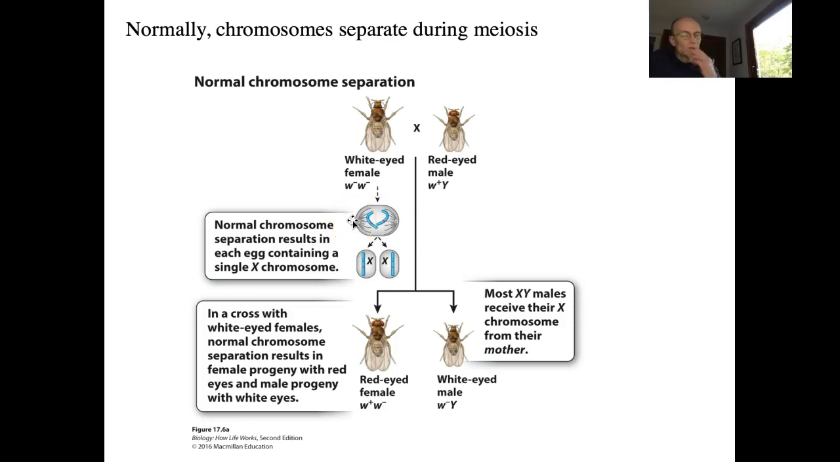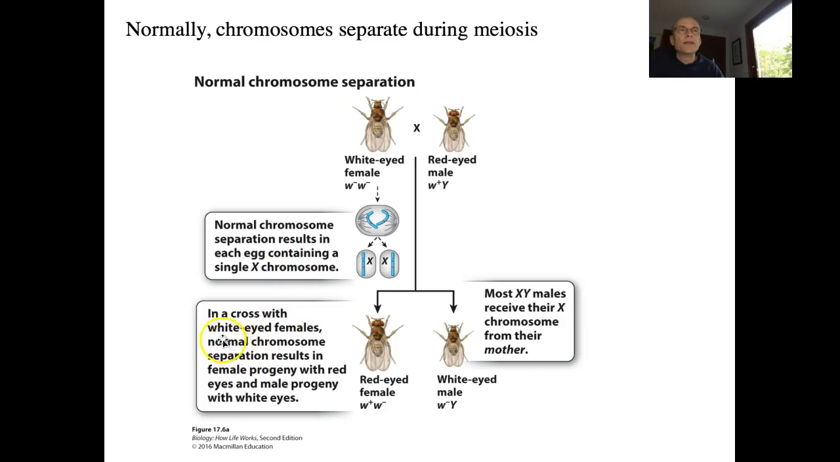And if these two chromosomes are X chromosomes, then this will result in segregation such that this gamete will produce an X gamete, and this will produce the other X gamete. So if this fuses with another X, it will be a female. If this fuses with a Y, then it will be a male. So normal chromosome separation results in each egg containing a single X chromosome.